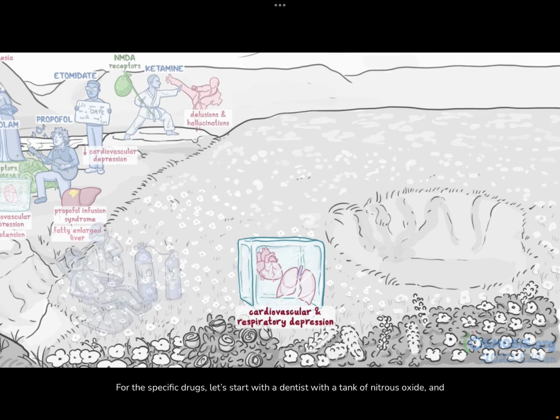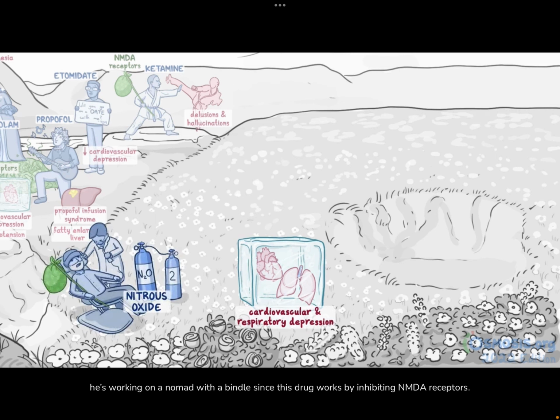For the specific drugs, let's have a dentist with a tank of nitrous oxide. And he's working on a nomad with a bindle since this drug works by inhibiting NMDA receptors. The tank has a tube that connects to another gas tank with the number 2 on it. To help you remember, it can be mixed with other inhaled anesthetics for the second gas effect.